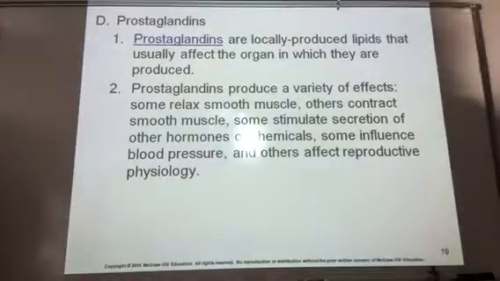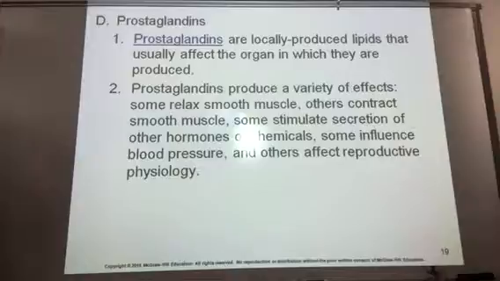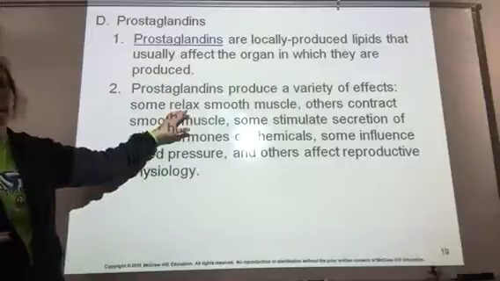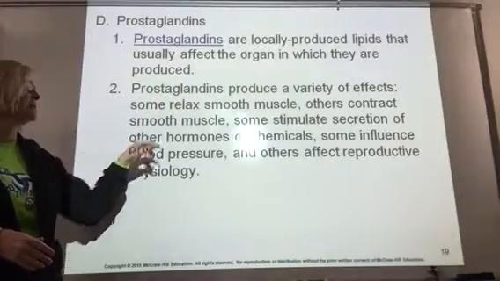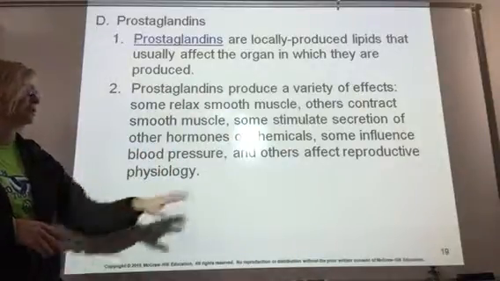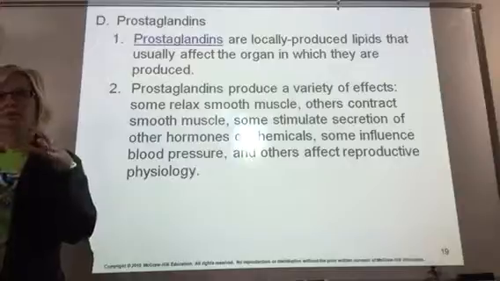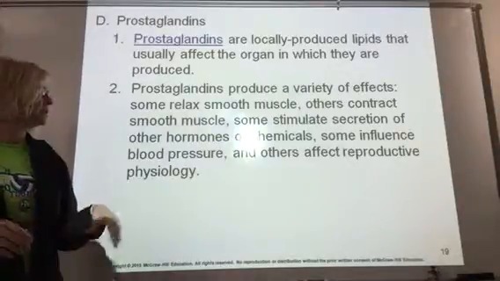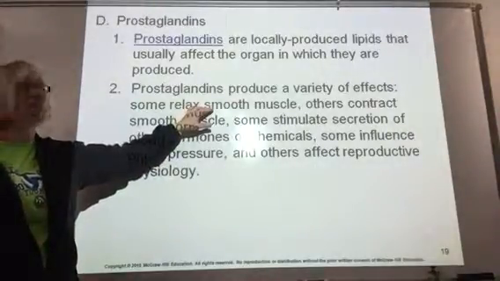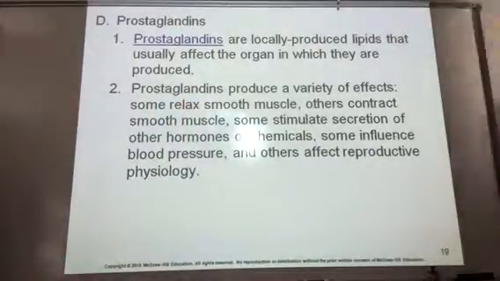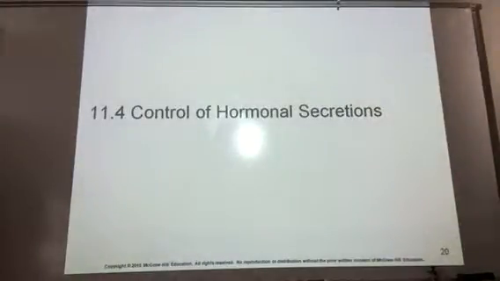Prostaglandins are lipids. They're produced in a certain area, and they usually affect the organ in which they are produced. So prostaglandins, very specific. They do not go far either. They produce a variety of effects. They might relax muscles. They might contract muscles. So here, wide variety. They might secrete hormones, influence blood pressure, reproductive system. Basically, you should know prostaglandins are a lipid. They're produced in one spot, and they stay in that area. So if I need a muscle that needs relaxation, that prostaglandin is going to be produced in or near that specific muscle. And that's where we'll stop for today.